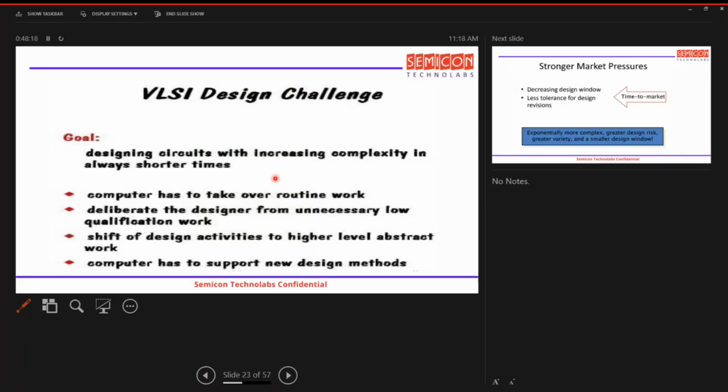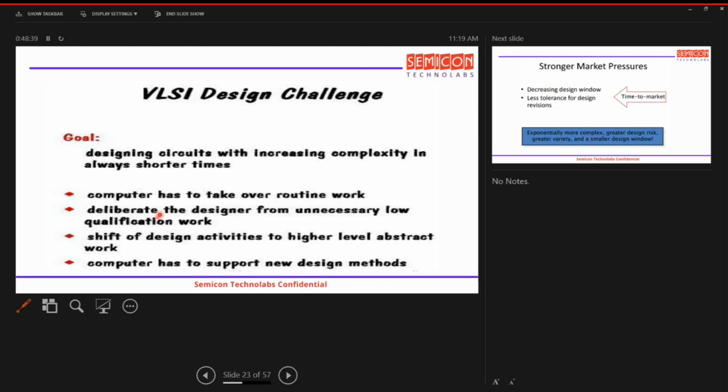Okay. Now let's go through the VLSI design challenges. This is another segment where we are discussing the VLSI design flow, on how the idea can be mapped into a finished product. So the goal is designing circuits with increasing complexity in always shorter times. This is always the goal. Even today, the schedule is a challenge.